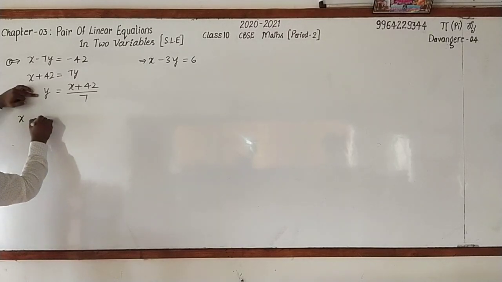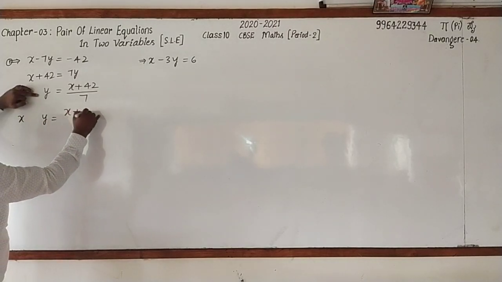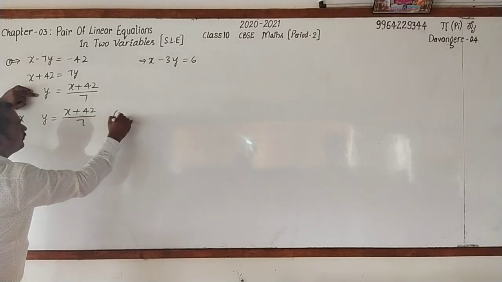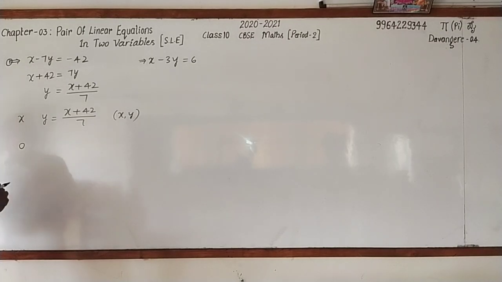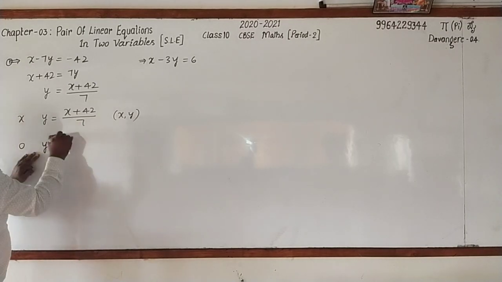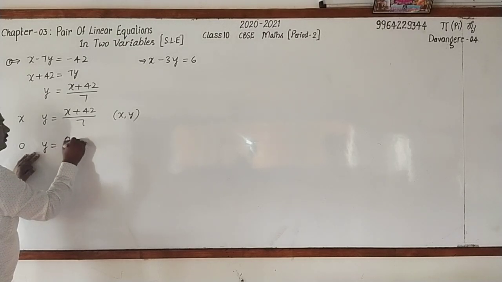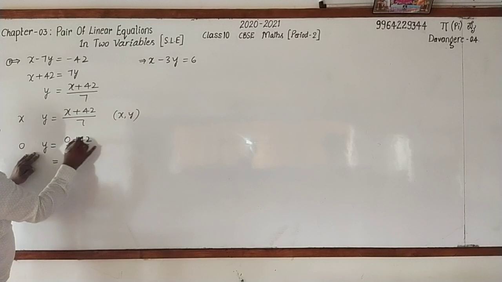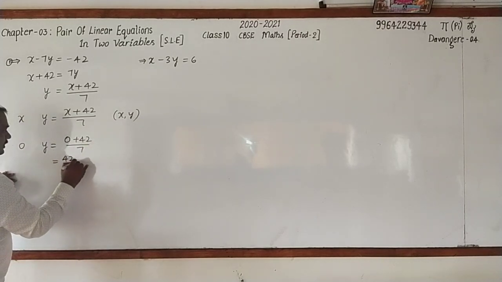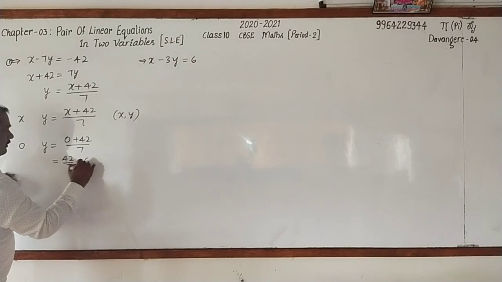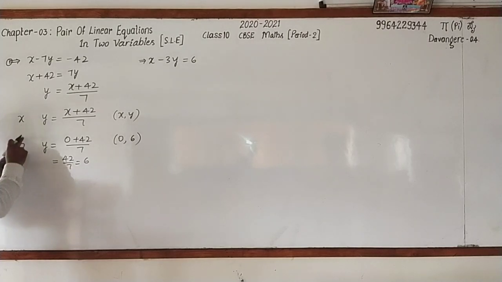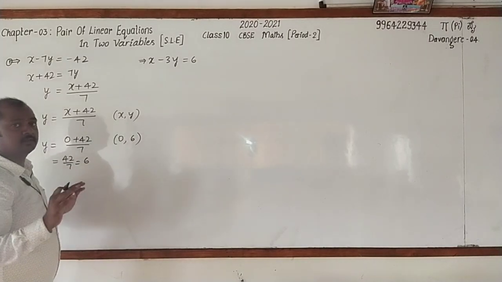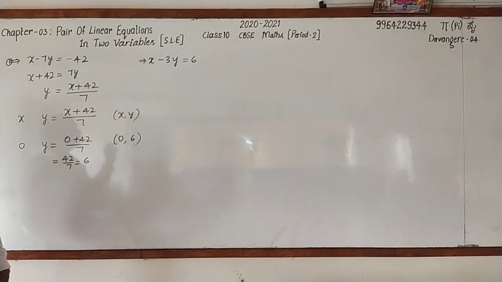Here I'll go for drawing the table. First column for x, second column for y, that is (x plus 42) by 7, and third column for x comma y. You might take 0 in place of x, then y is equal to (0 plus 42) by 7. 42 by 7 is 6. When x is 0, y is 6. It doesn't mean that when the father's age is 0, the daughter's age will be 6. It is not so. We have to find out the unique solution. Only one possibility is there.